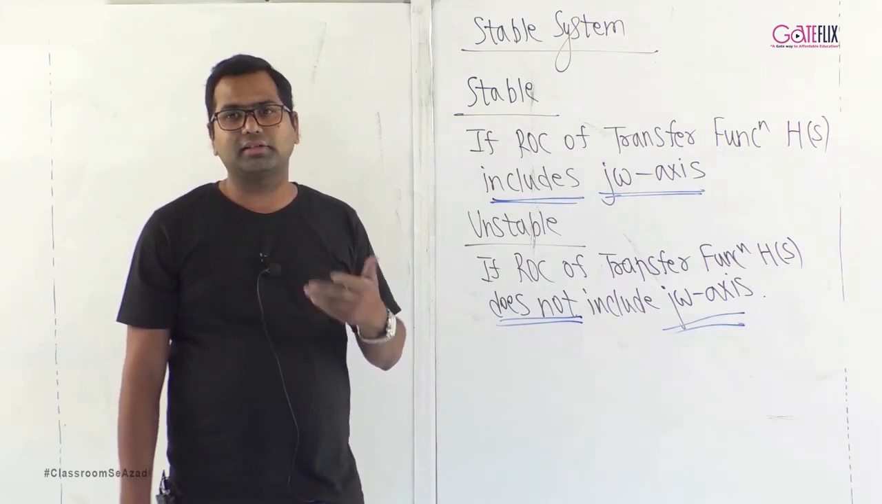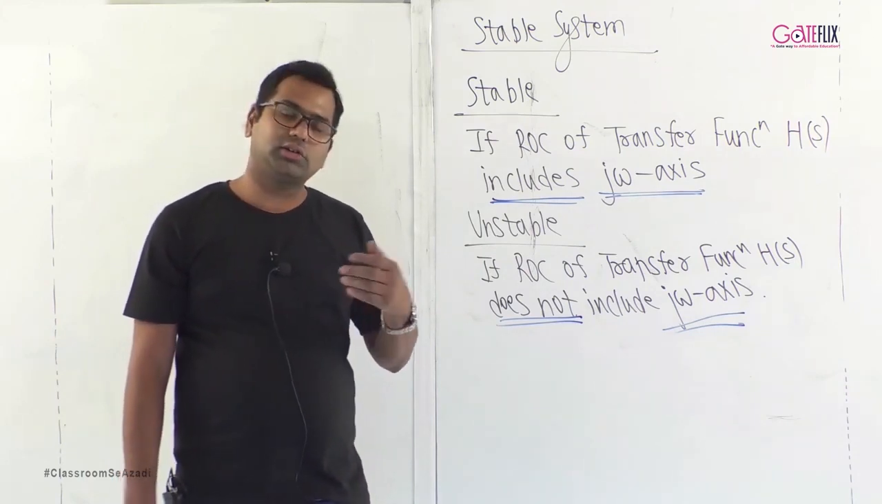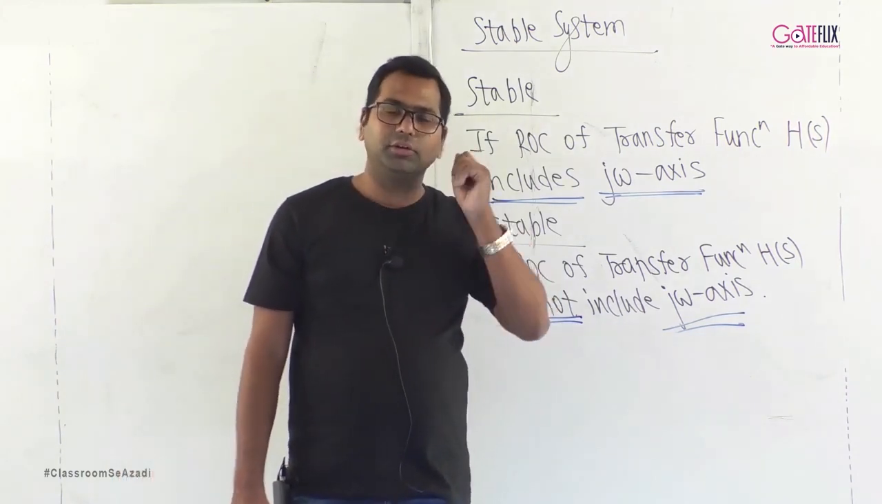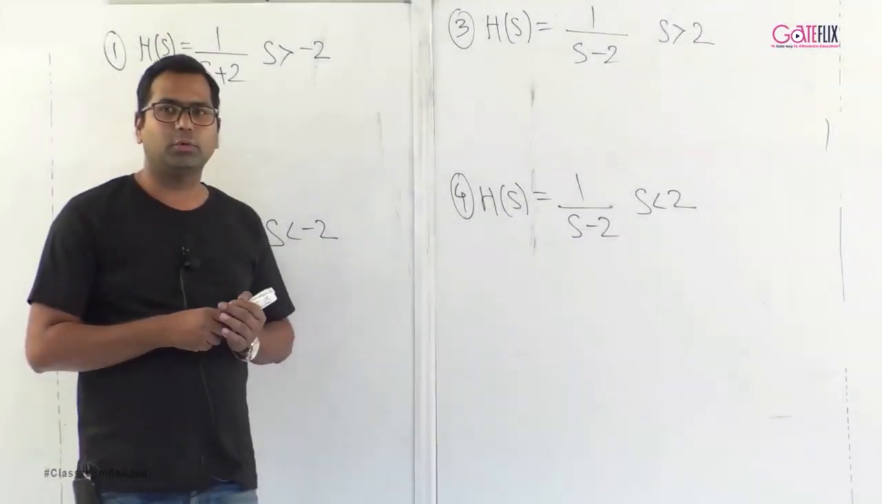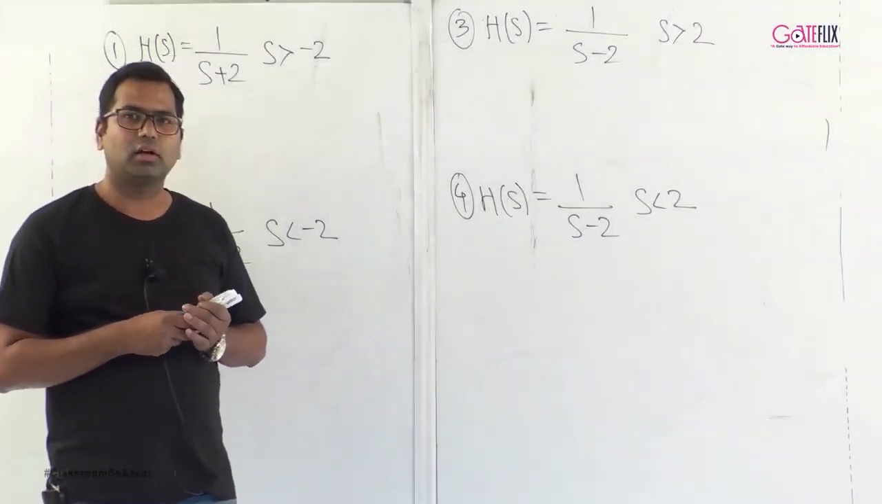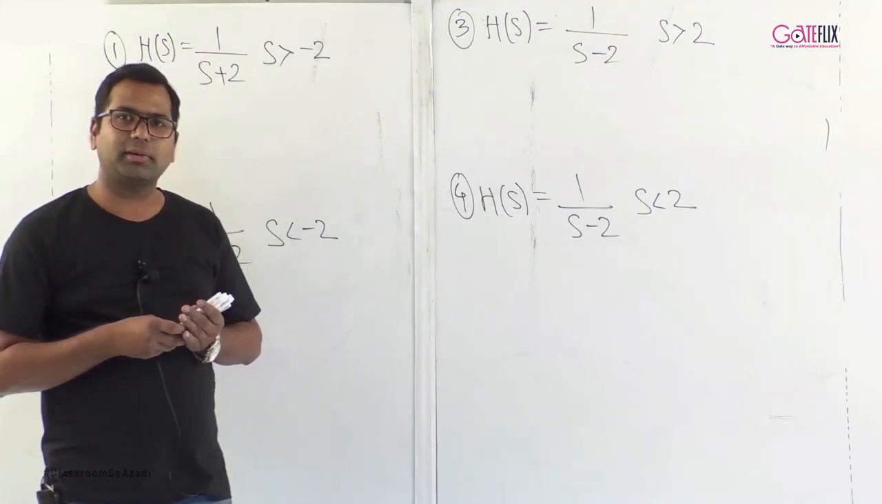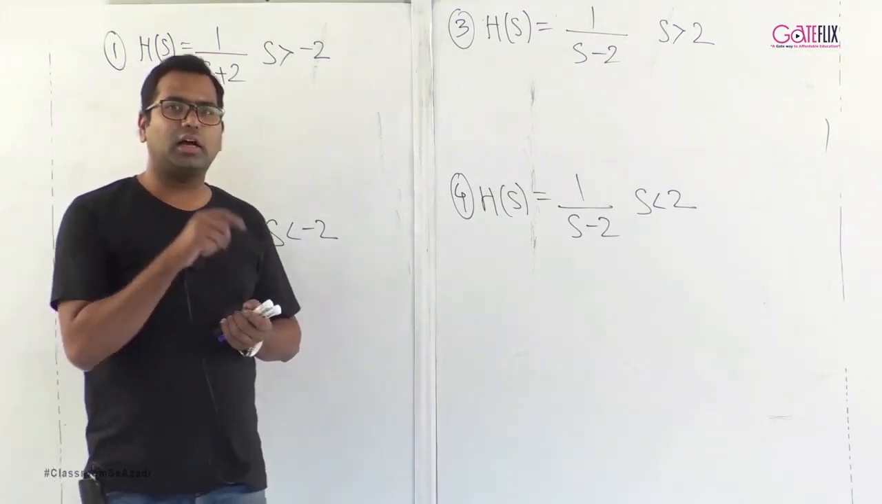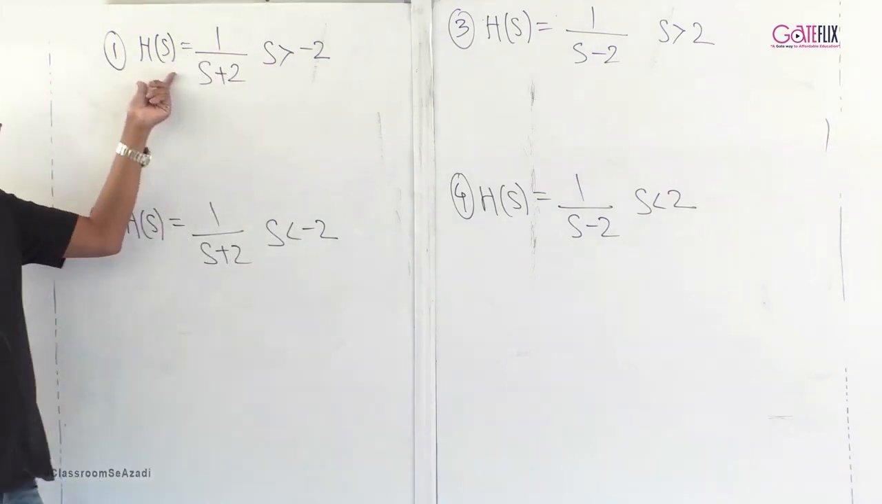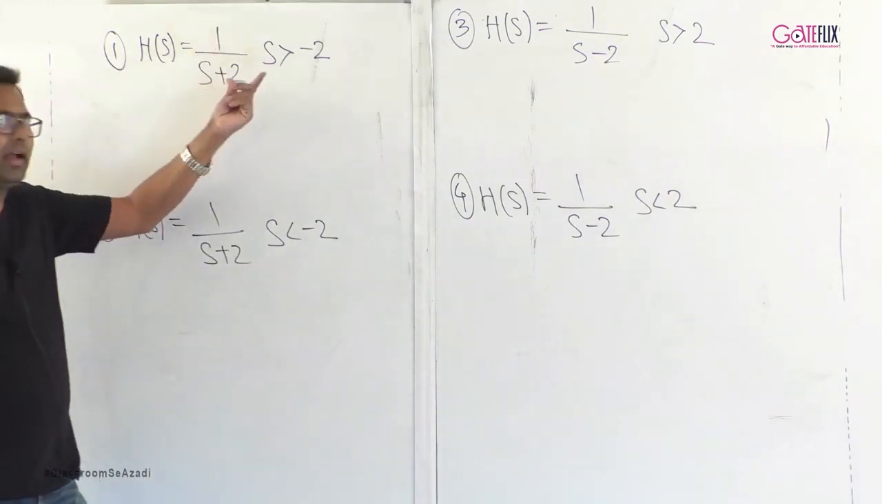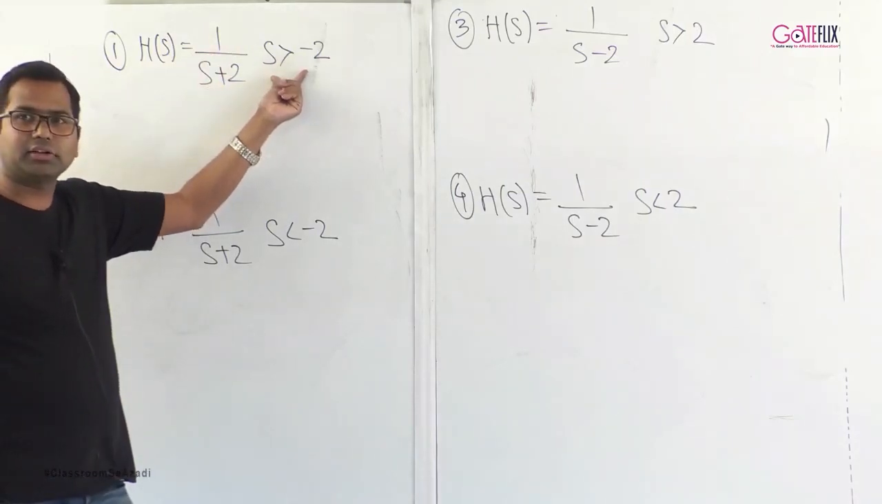We will take some examples to understand the causal system and stable system by using ROC of transfer function. Next, we will take 4 examples to explain how to identify causal system and stable system by using the ROC of transfer function. In the first example, the transfer function is 1 upon s plus 2 and the ROC is s greater than minus 2.